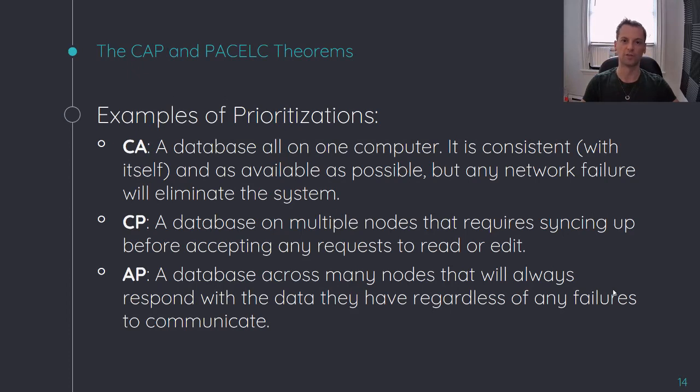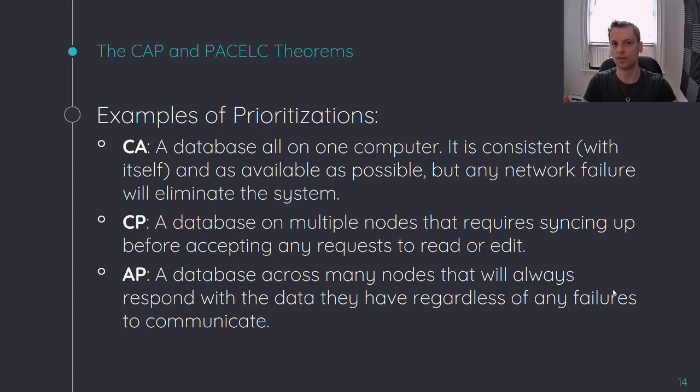So here are some examples of prioritization. If you have consistency and availability, this is your classic case of your database being only on one computer. It is consistent with itself and as available as possible, but if the internet goes down, it's going to eliminate the system. If you have consistency and partition tolerance, you have multiple nodes distributed around, but they always require syncing up before accepting any requests to read or edit, otherwise that will not be allowed.